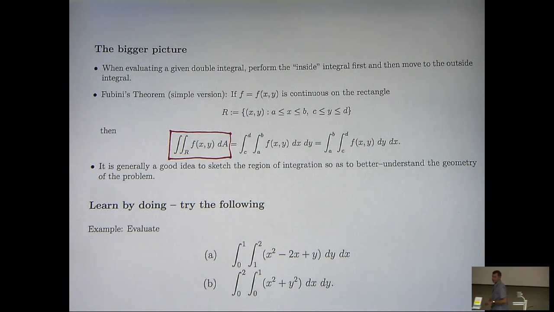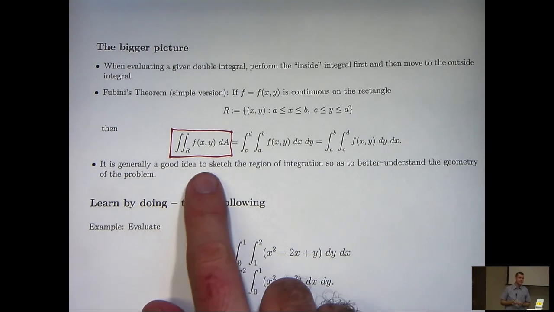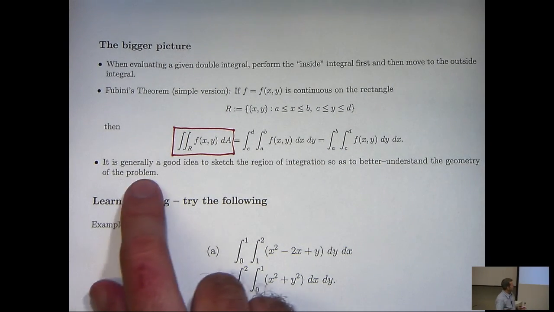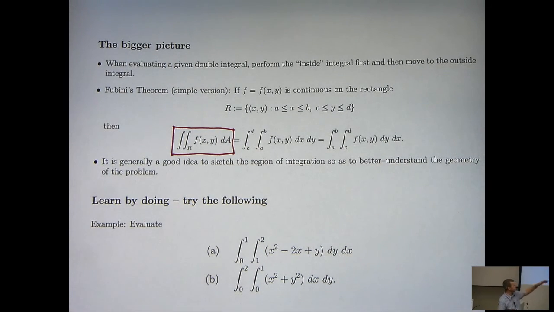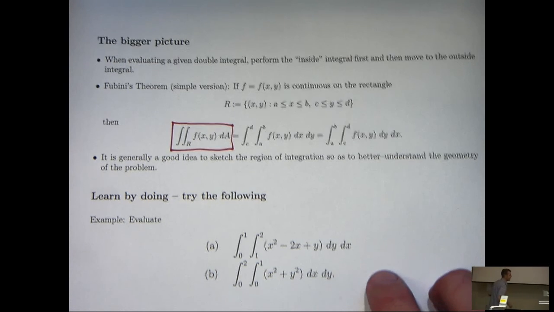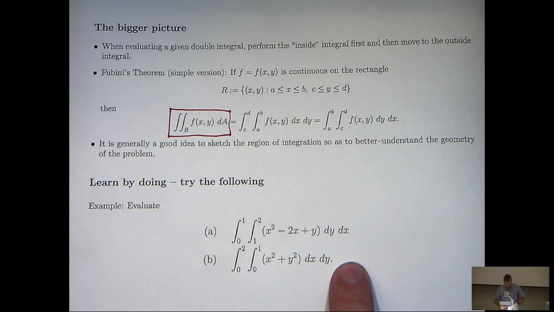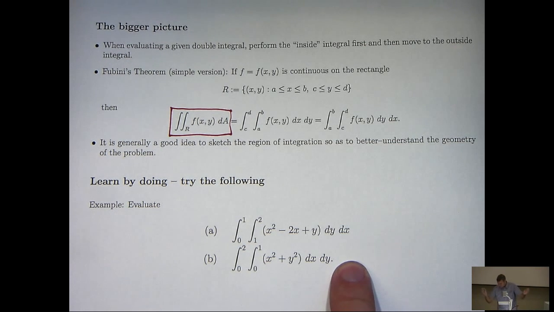Now, although this example was very simple, it is generally a good idea to sketch the region of integration so as to better understand the geometry of the problem. I'm going to leave you with the following question. Can you give a physical interpretation of the double integral related to, for example, volume of a specific solid or shape? I've also left you with two examples. These are very similar to the example that I've solved, so have a go at those and learn by doing.